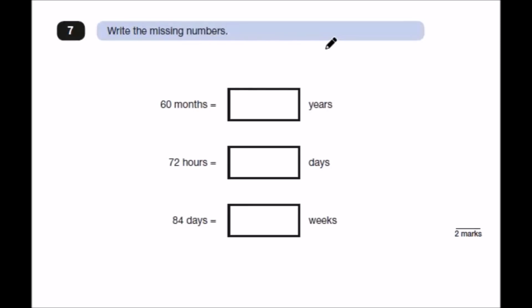Write the missing numbers. What is 60 months in years? We should know that in every single year we have 12 months. So 12 months equals 1 year. We need to ask how many 12s are there in 60. So we count in 12: 12, 24, and so on. We should realize that this is part of the 12 times table. So 12 times 5 will give us 60 months. That means 60 months is equivalent to 5 years.